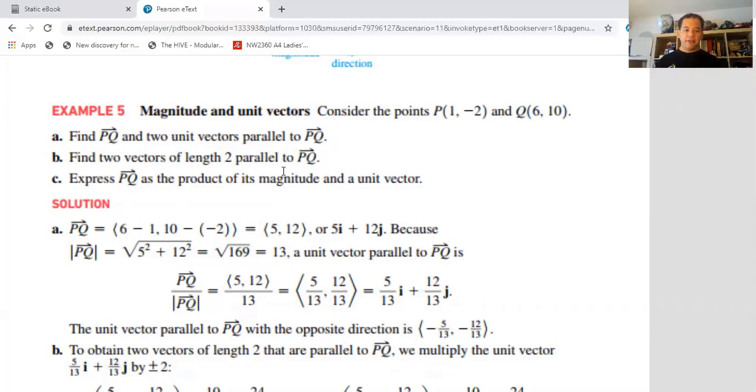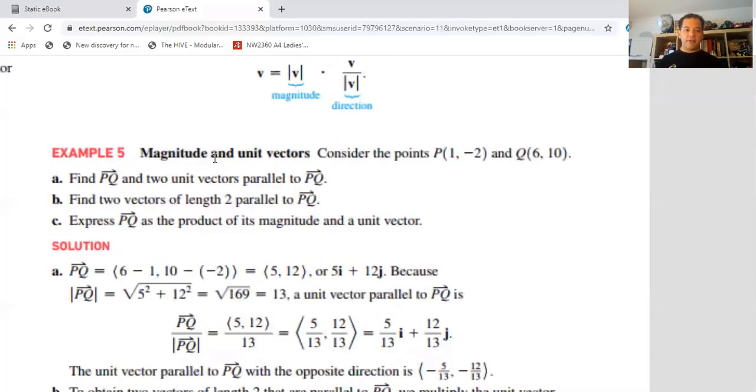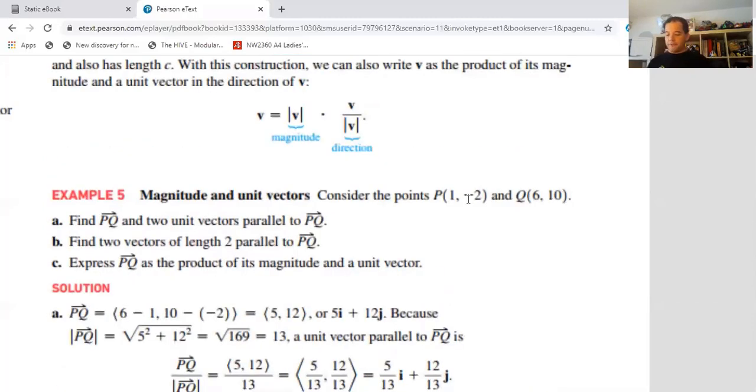Example 5, it says find PQ. So we have these points. P is (-1, -2) and Q is (6, 10). And the first question is: find PQ and two unit vectors parallel to PQ.